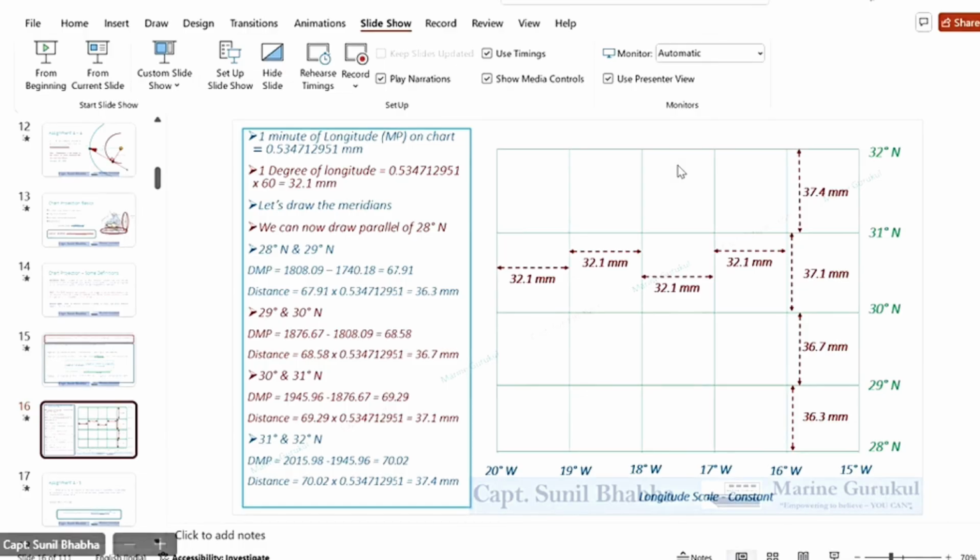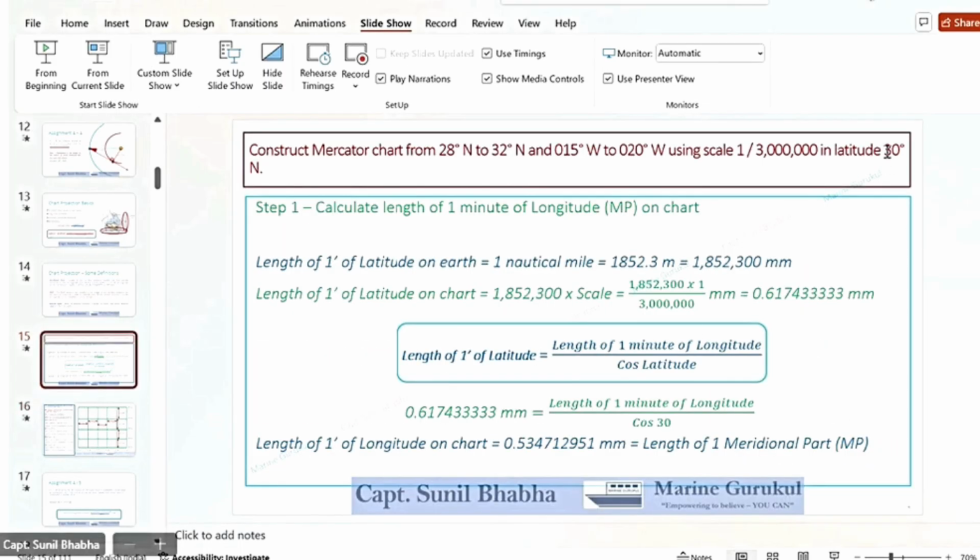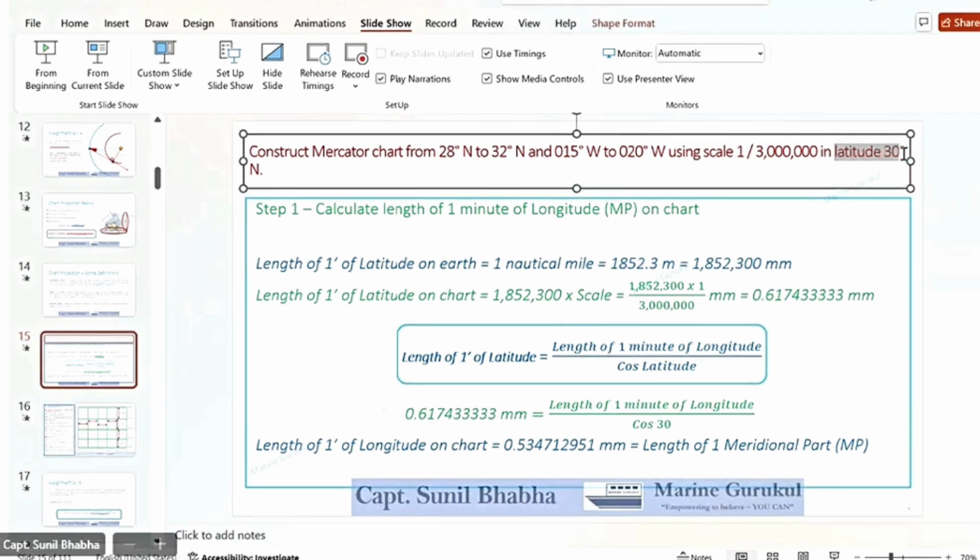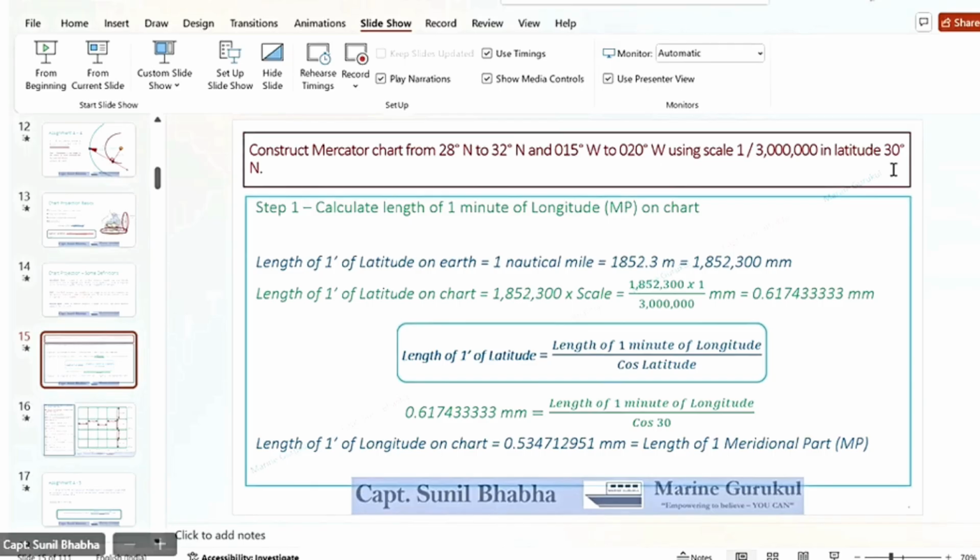Sir, what was the use of this mean latitude in this question, what we have done right now? Beta, he was asking that in case the latitude is not given with the scale, like they had given us latitude 30 degrees north. So in that case, you can take the mean latitude as your reference latitude.